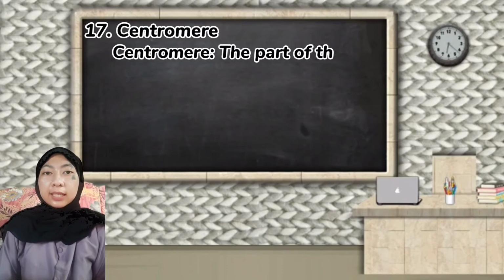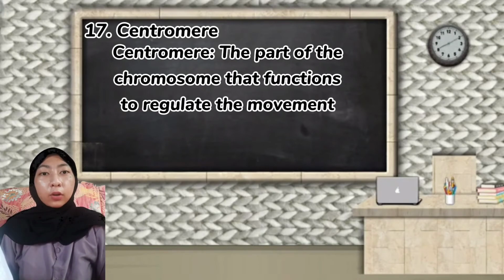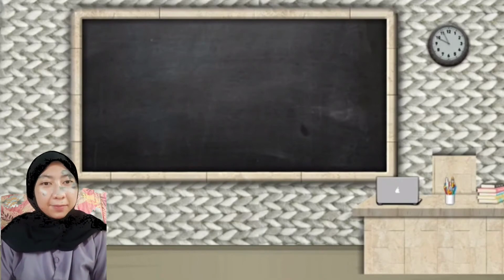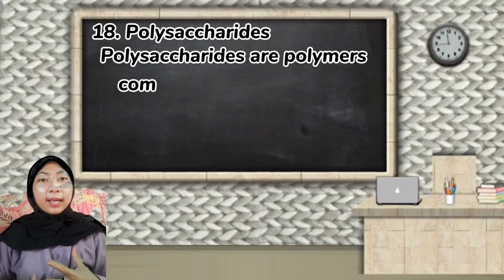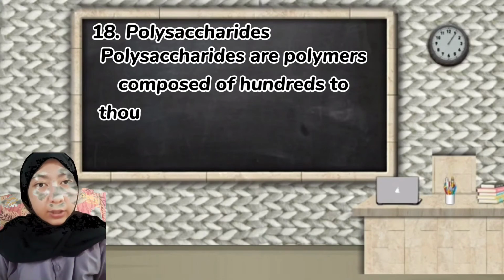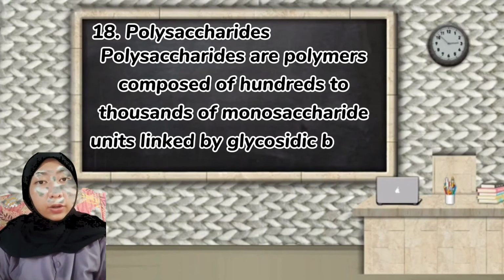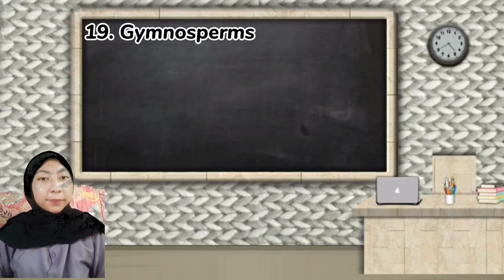The centromere is the part of the chromosome that functions to regulate the movement of chromosomes during cell division. The number 18 is polysaccharide. Polysaccharides are polymers composed of 100 to 1000 monosaccharide units linked by glycosidic bonds. The number 19 is gymnosperm.